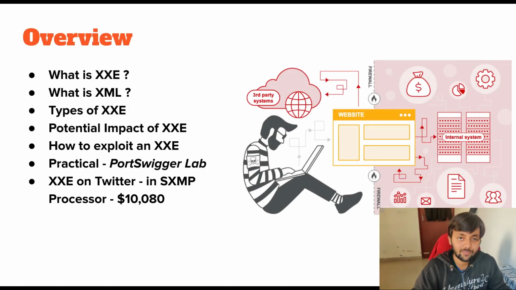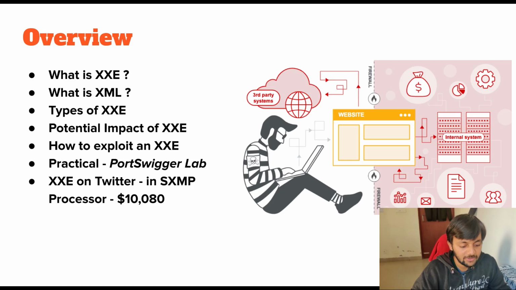So let's see an overview of this video as to what is the course content for this. First we're going to talk about what is an XXE. To understand what is an XXE, you need to know what is XML, why it is used, and why JSON is being used preferably over XML. The third thing is about types of XXE, and fourth, the potential impact, as to what kind of criticality it would have if you find an XXE on the server.